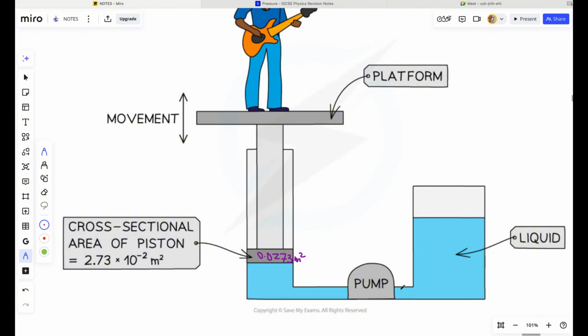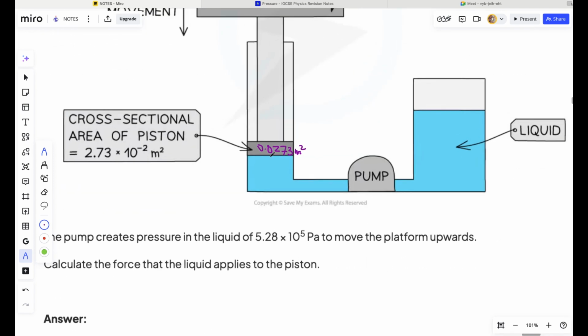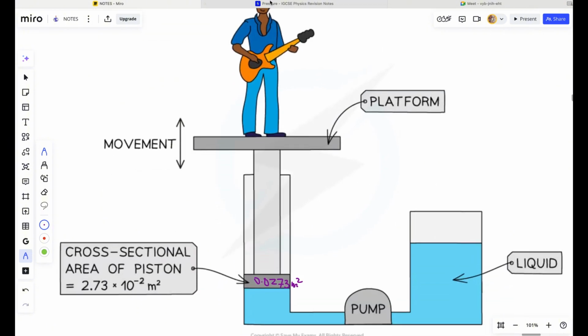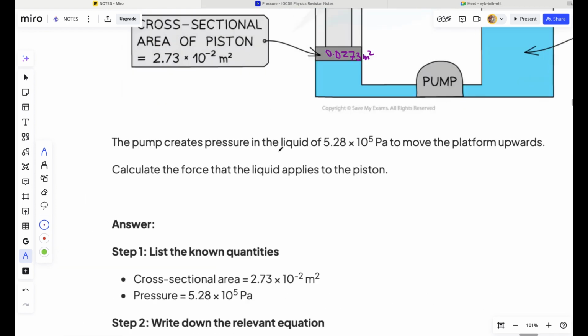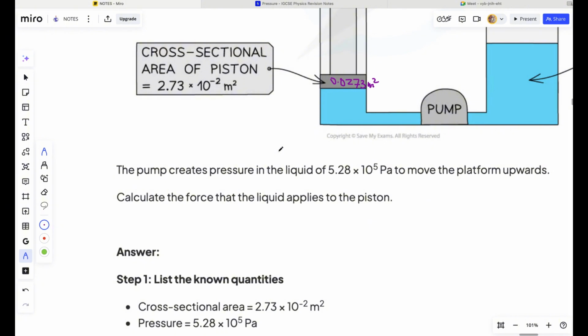So this liquid is able to exert a great pressure to move this guy on this platform up, because the area is smaller. If this side was wider, then the distribution in the hydraulic system will not produce a greater pressure to move this guy up. So the smaller the area, the bigger the pressure. Now let's take a look at this question.